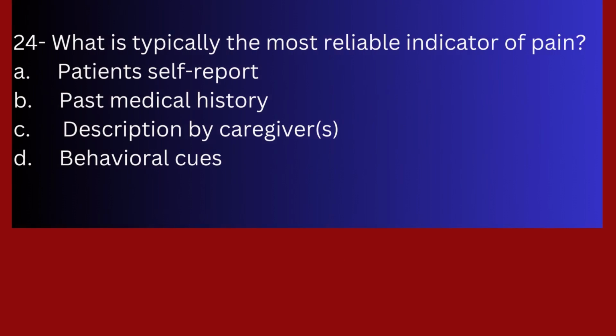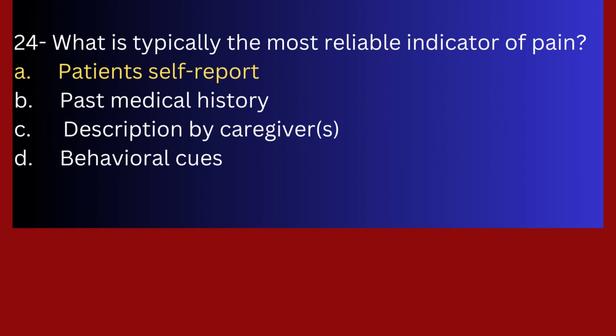Question number 24. What is typically the most reliable indicator of pain? A. Patient self-report. B. Past medical history. C. Description by caregiver. D. Behavioral cues. The answer is A. Patient self-report.